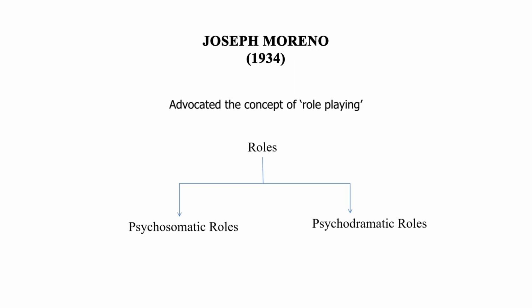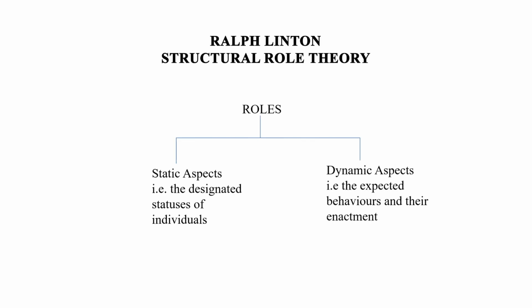We now go back to a theorist whose definition of social roles we discussed earlier. This is Ralph Linton's idea of social roles. In 1936, Linton developed his theory of social roles by dividing roles into two based on its nature, whether it is static or whether it is dynamic.